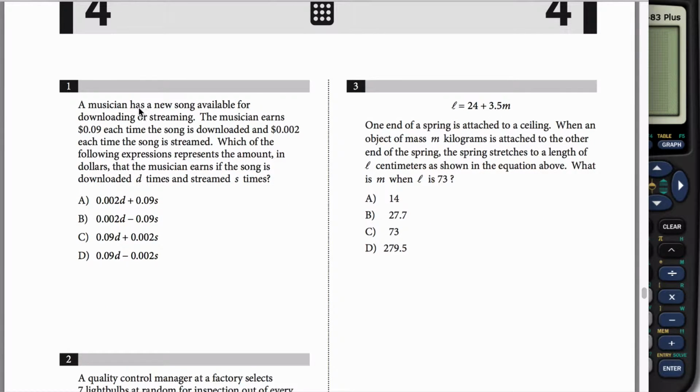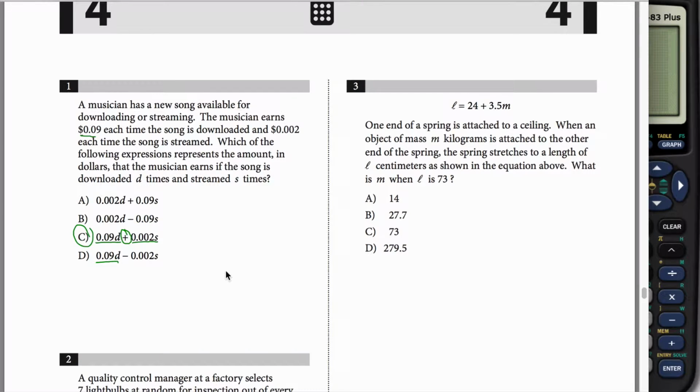So the first one says a musician has a new song available. They earn 9 cents each time the song is downloaded and 2/10 of a cent each time the song is streamed. Which of the following expressions represents the amount that the musician earns if the song is downloaded D times? So each of the D times it's downloaded, the musician earns 9 cents. So I'm going to take that 0.09 and multiply it by D, as I do here and here. And the musician also earns 2/10 of a cent every time it's streamed. And note that you want to add those two numbers together because the musician gets it here or here. So the answer would simply be C.